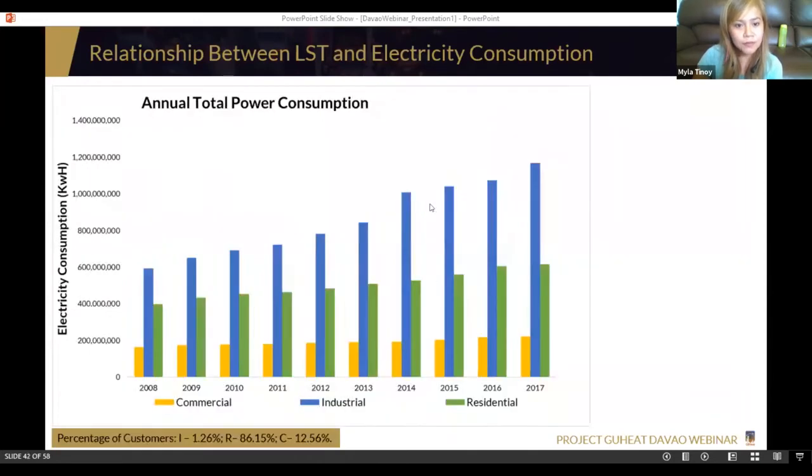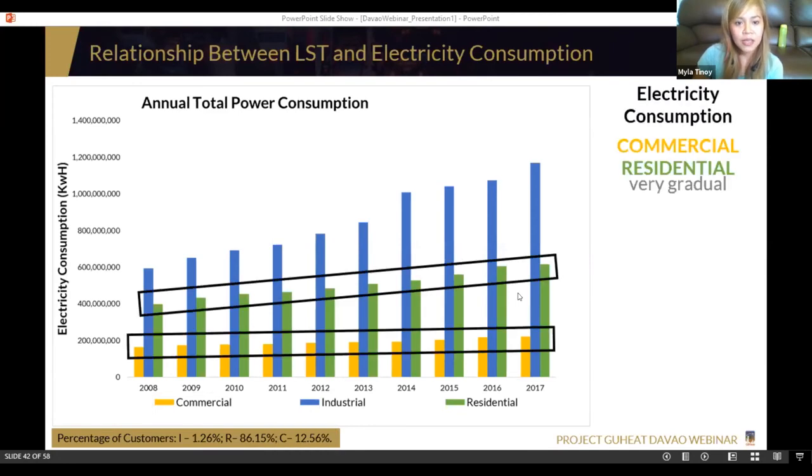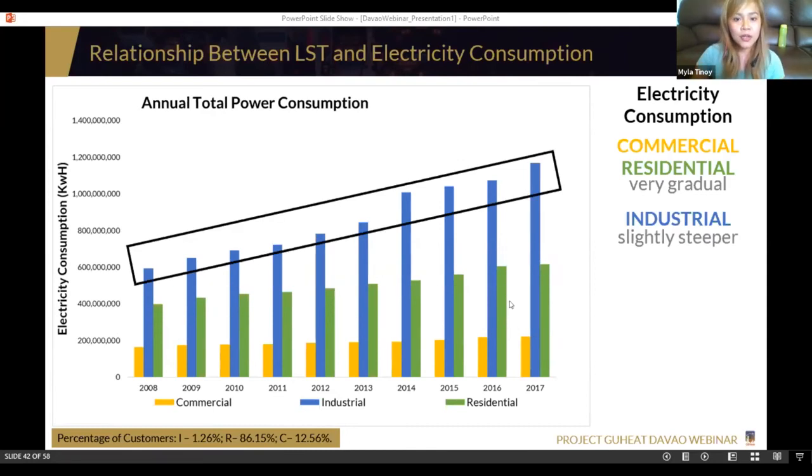So to verify, we first obtained the annual total power consumption per type of user for the period 2008 to 2017 from the Davao Light and Power Company. The industrial group has the highest consumption despite having the fewest number of users, 1.26%, followed by residential, which has the largest count of customers, about 86.15%. Then commercial, with 12.56% of the total users, consumes the least electricity. So what we can notice is that electricity consumption of commercial and residential users has a very gradual linear increase, while industrial has a slightly steeper linear increase.